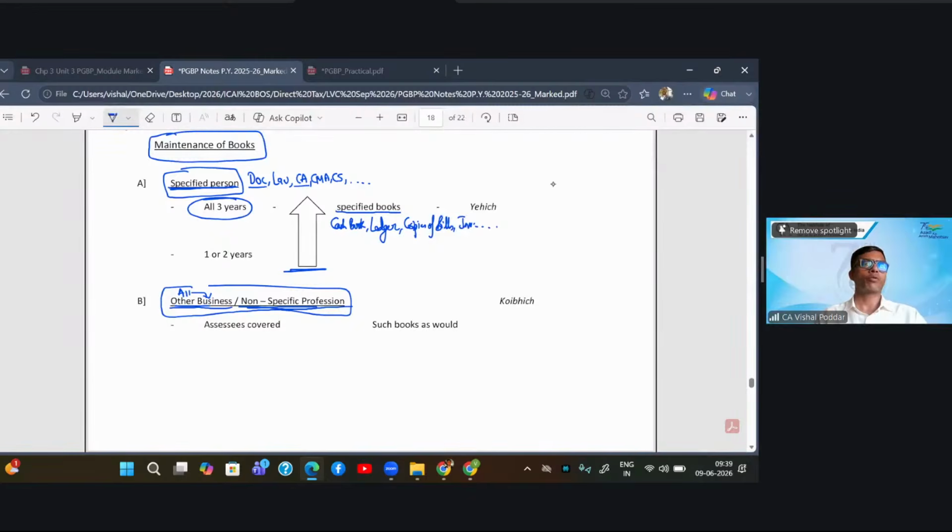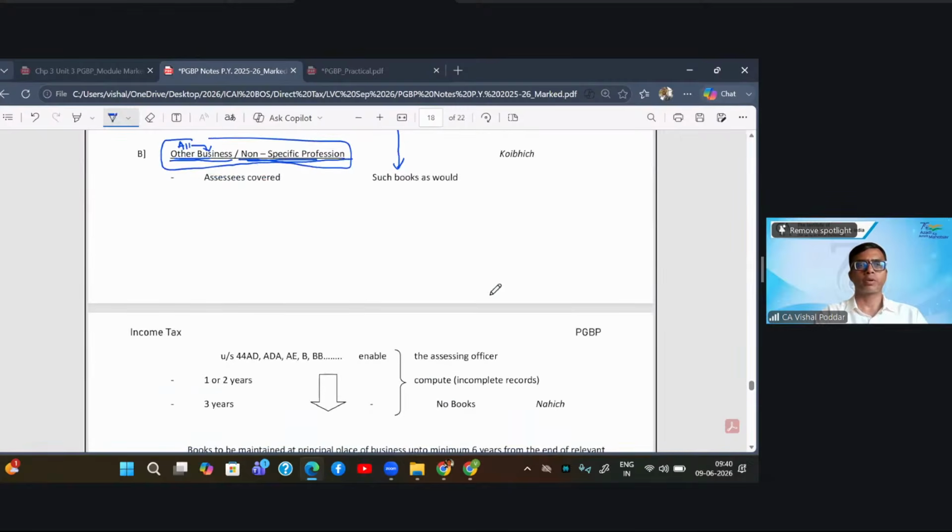Now, these books have to be maintained only if you are into any of these specified professions, so it is applicable to us. But when are these books to be maintained compulsorily? Where in all the past 3 years, my turnover exceeds the limit. What if my turnover does not exceed the limit in all the 3 years? So it has exceeded, but in only 1 or 2 years, not in all the years. In that case, I have to maintain such books as would help the assessing officer to compute my income. It means no books are prescribed.